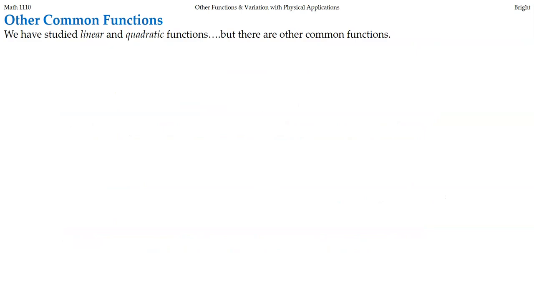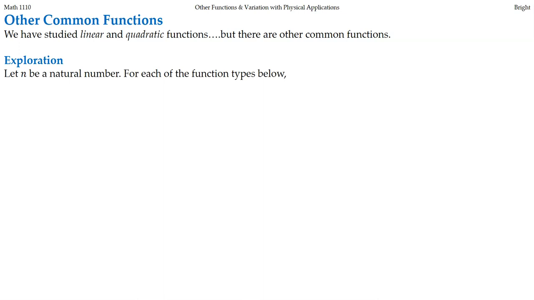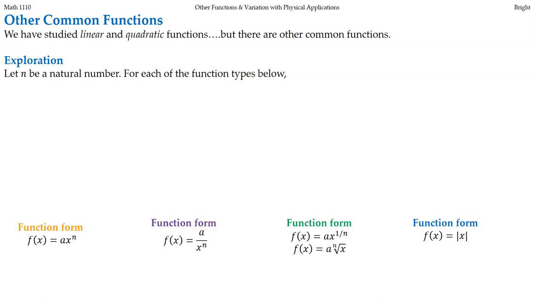We've studied linear and quadratic functions, right? But there are more, and I'm sure from your previous experiences with math, there are likely other functions that you've encountered, for example, a cubic or something like that. So we're going to do a little bit of exploration, and we're going to focus on the case where n is a natural number. We want to look at these types of functions below. Here they are: a x to the n, a over x to the n, the radical functions, and then the absolute value functions.